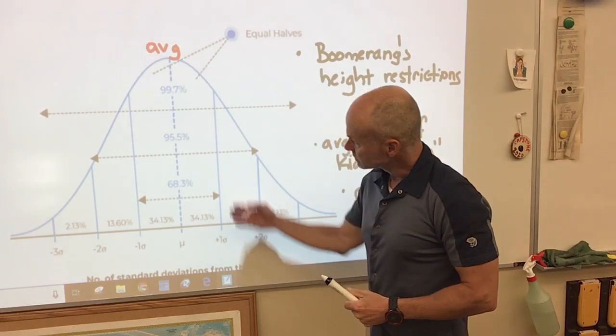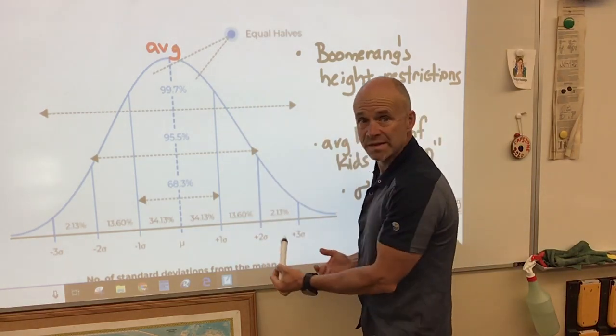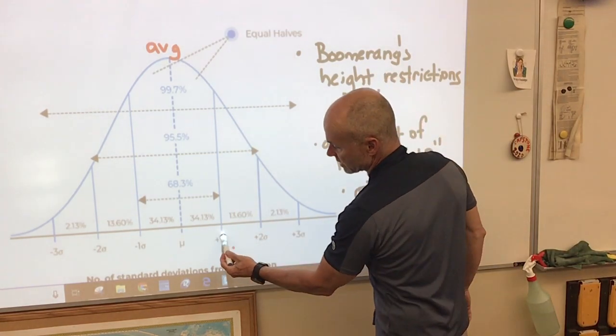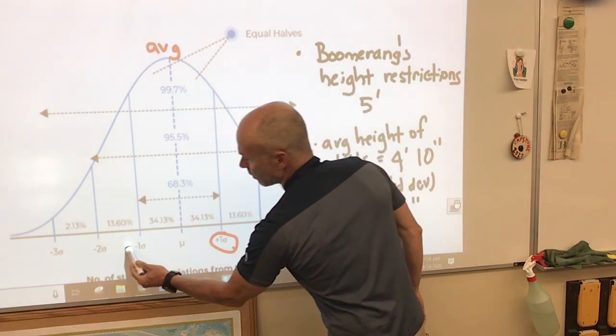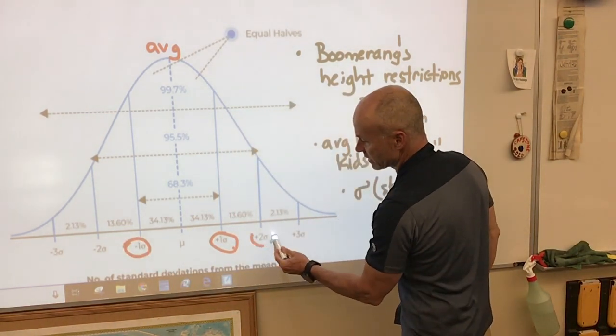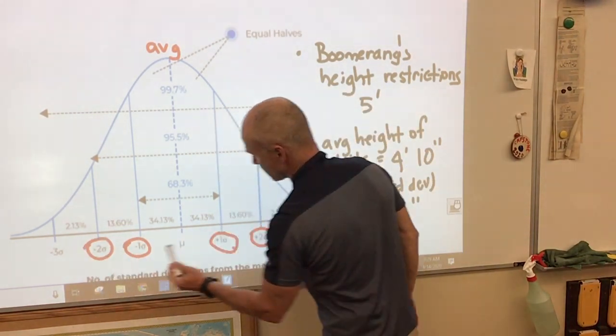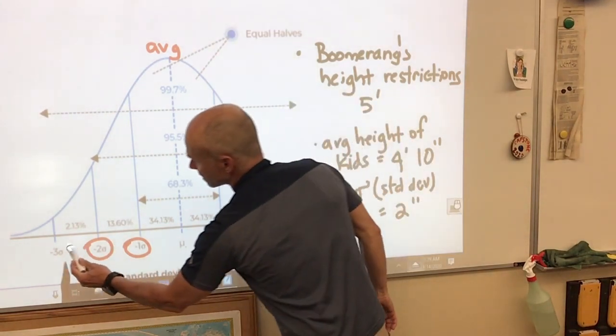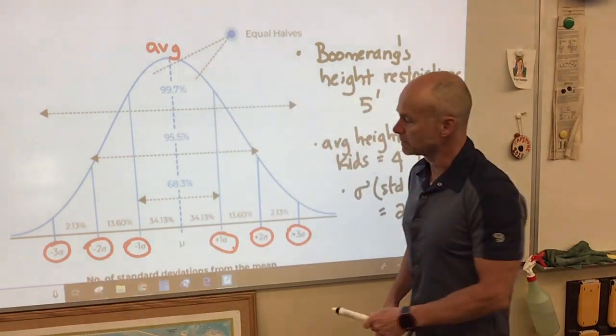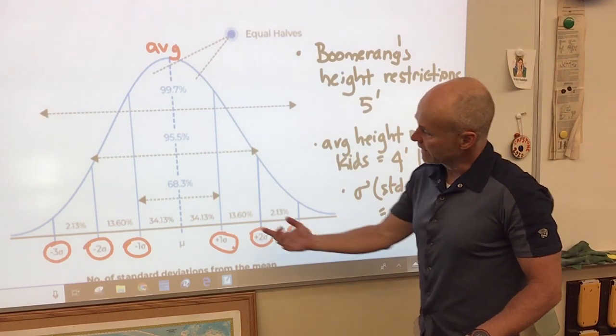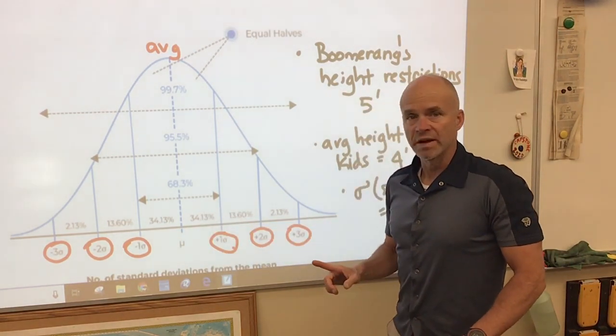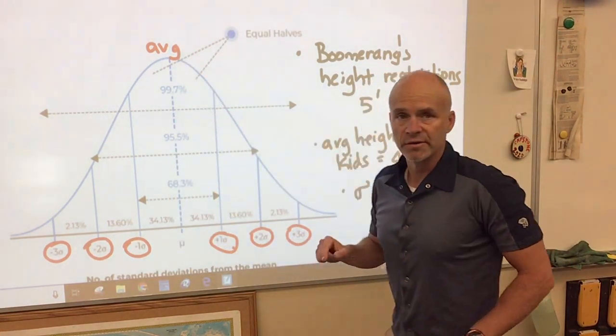And then each solid line represents one standard deviation. So this is one standard deviation above, one below, two standard deviations above, two below, three above, three below. So again, each solid line represents one standard deviation. That center line is the average.